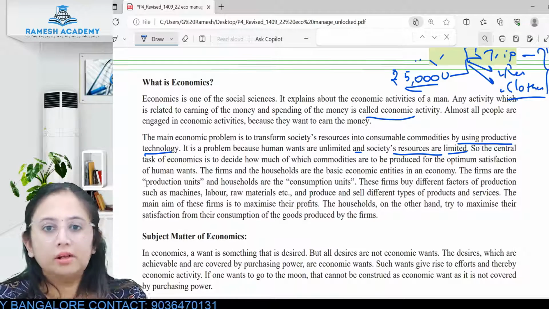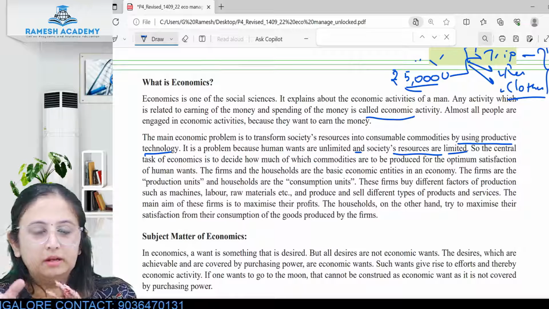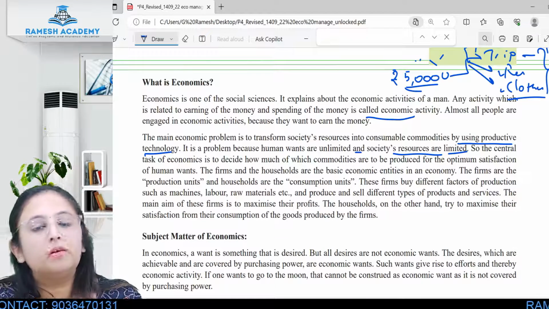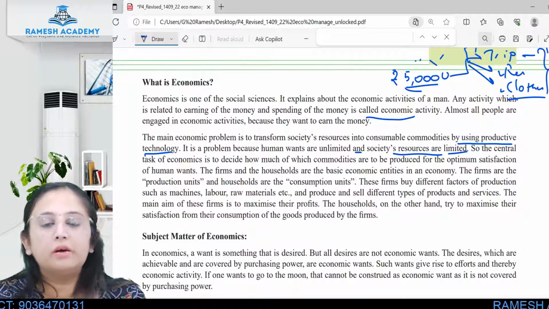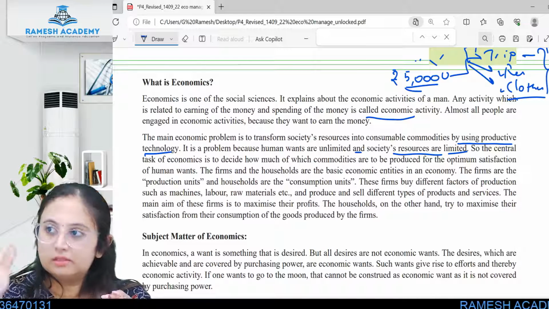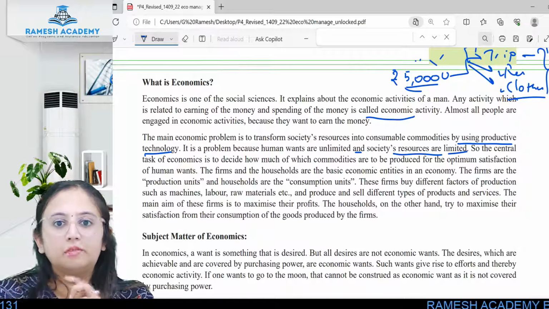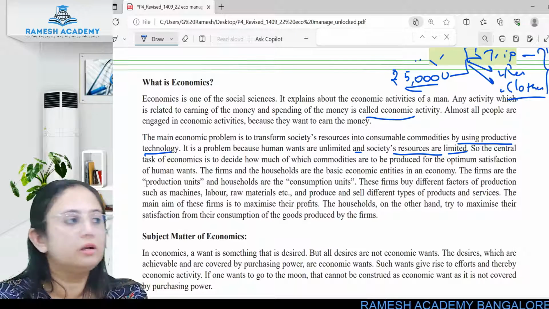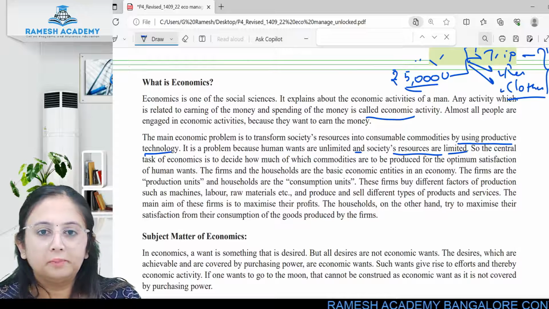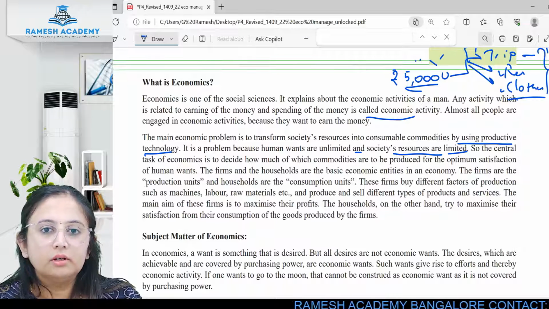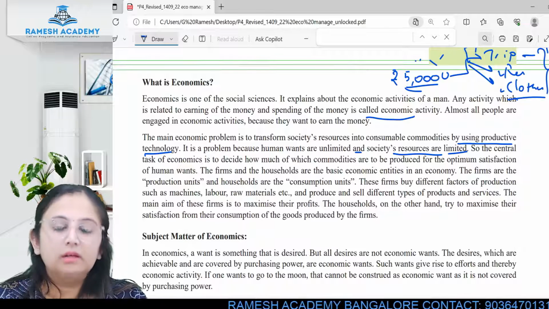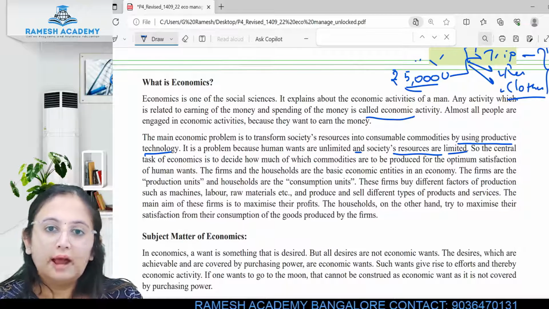Just think the other way around. Human wants are limited, but the resources are unlimited. In that case, we don't want economics at all. Why do we need to prioritize things? Why do we need to say, this one after the other we have to spend? All these things are not required. Whatever you want, the moment you think of it, you go and buy it. Then we don't want economics. Economics is all about learning, prioritizing things and spending properly.